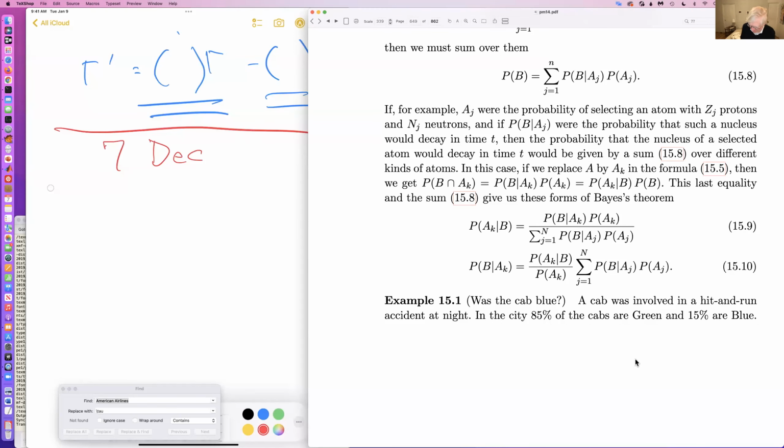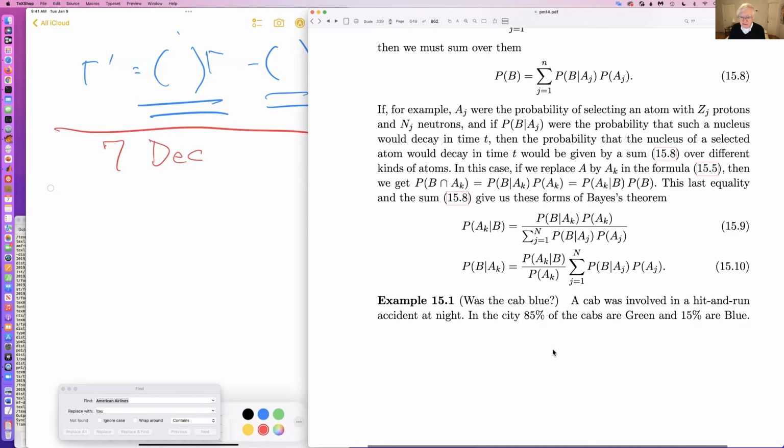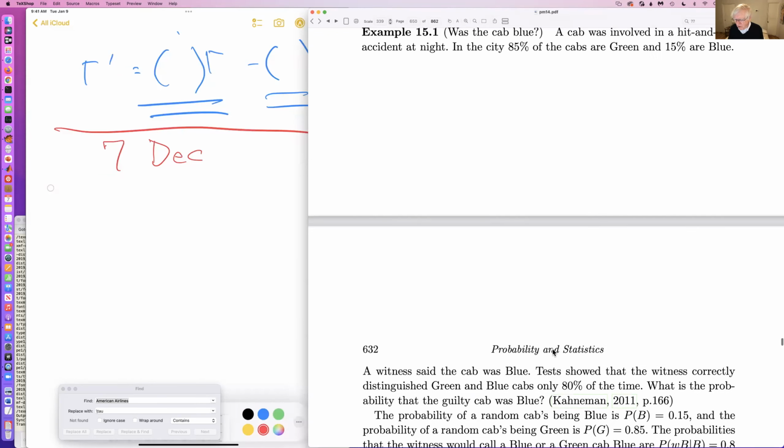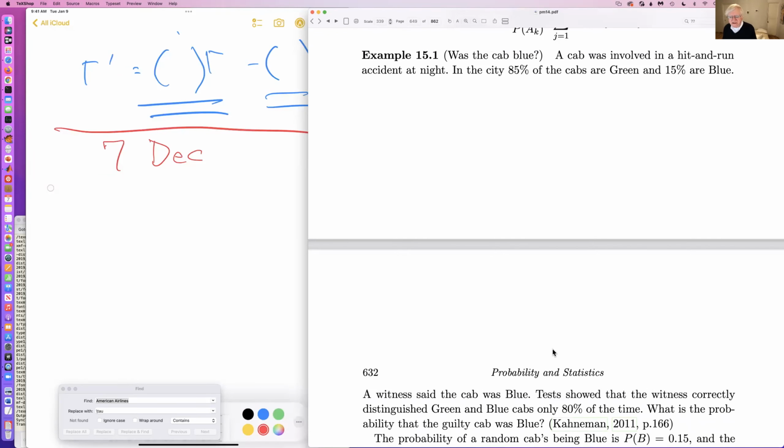This is an example I found in a book by someone named Kahneman, who I think won the Nobel Prize in economics, actually. I'm not sure. Anyway, was the cab blue? And this I think is an example that should be taught in law school. Of course, most law students couldn't follow it, so never mind that.